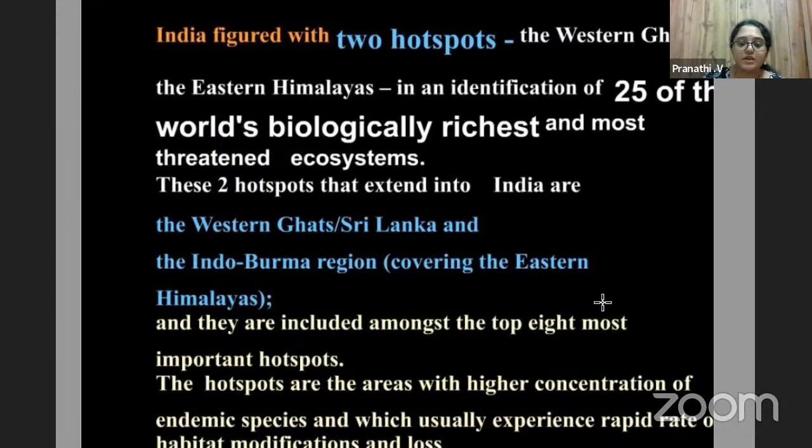So hotspots are those areas having a higher concentration of endemic species, that is the local species, and they can experience a rapid rate of habitat fluctuation. So there is a risk for them. They are vulnerable against any kind of change in the environment because they are locally present in that particular area.